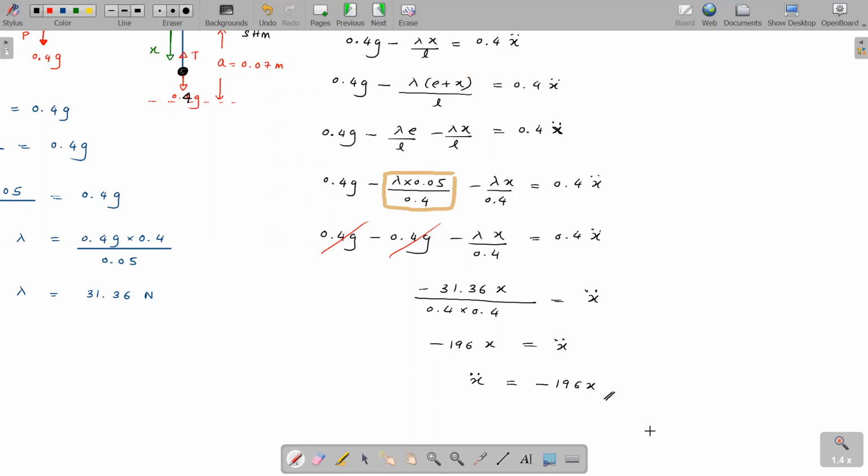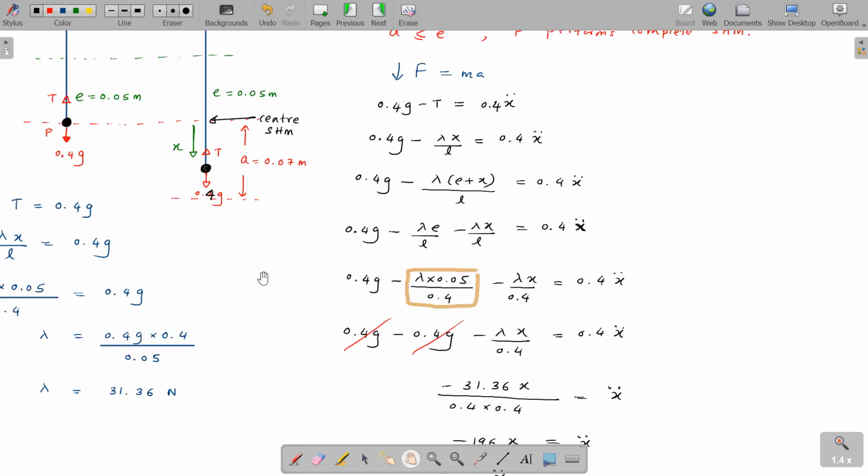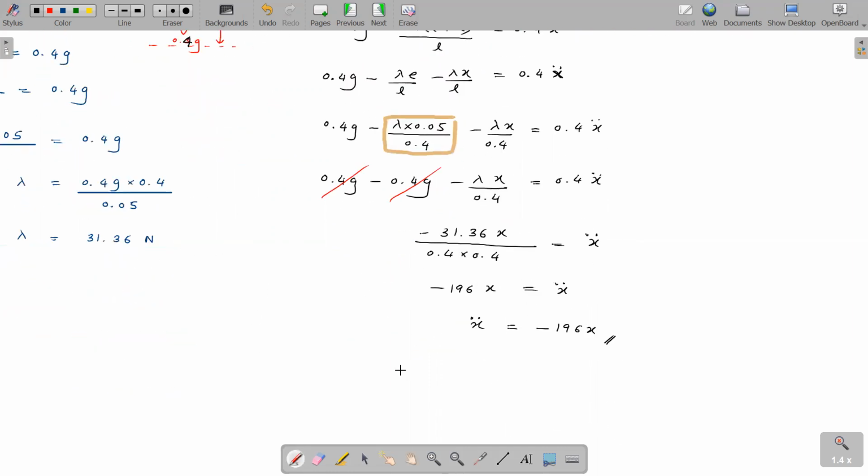So this is the characteristic equation. Therefore, P moves in simple harmonic motion. Is this clear?